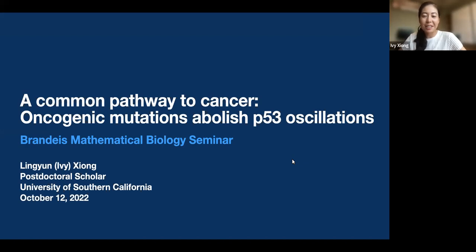I'm glad to share my recent study with you, which is titled A Common Pathway to Cancer: How the Oncogenic Mutations Abolish P53 Oscillations.